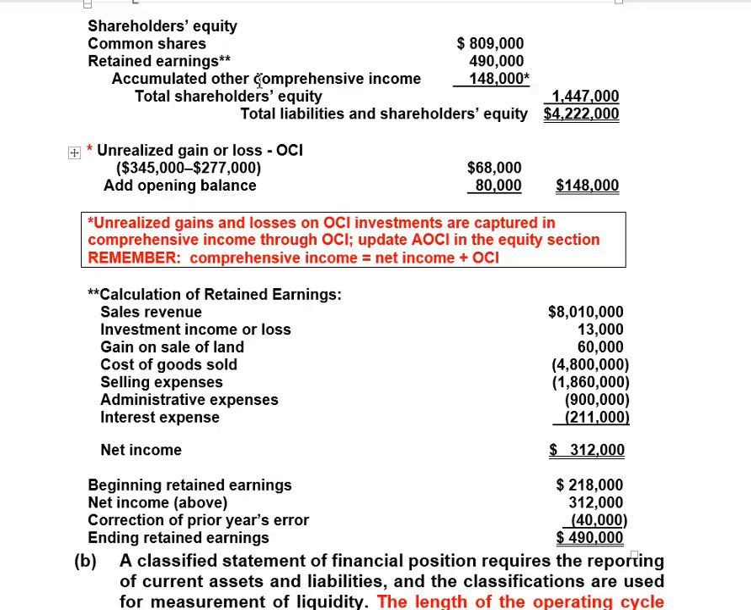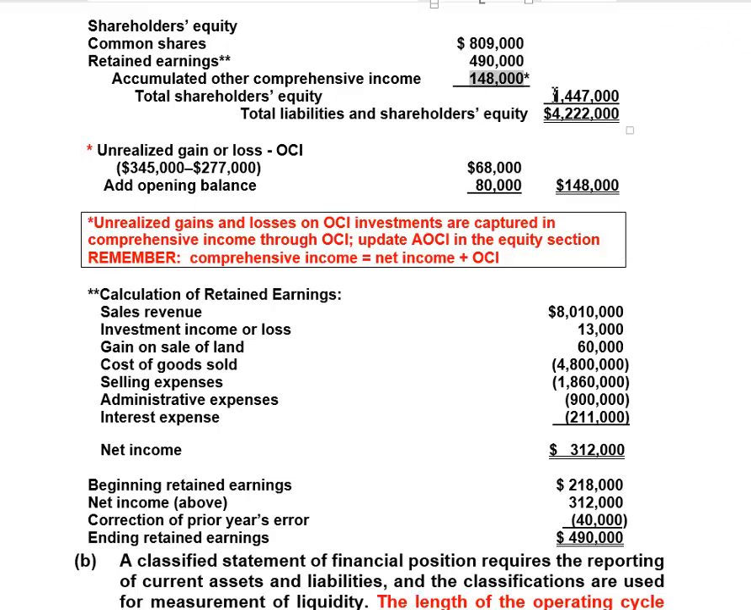So remember, OCI is to AOCI as income is to retained earnings. Adjustments in income affect retained earnings. Any adjustments in OCI affect AOCI. And one adjustment we have is that increase in the value of the shares from $277 to $345. That's a $68,000 increase, which updates OCI as well as AOCI. So now I've got $148,000 in my AOCI.